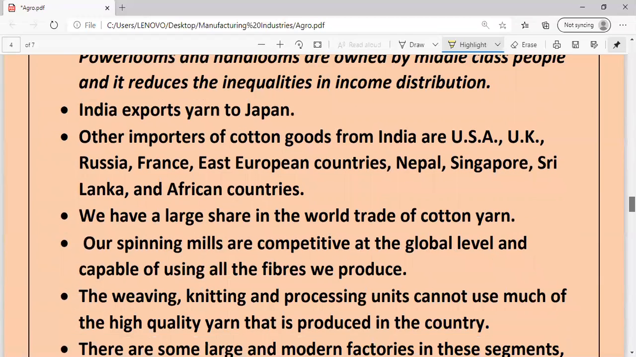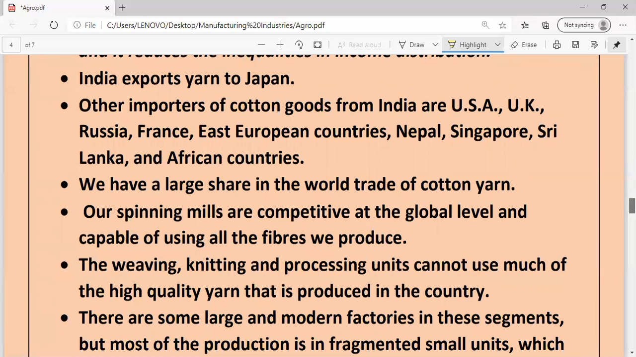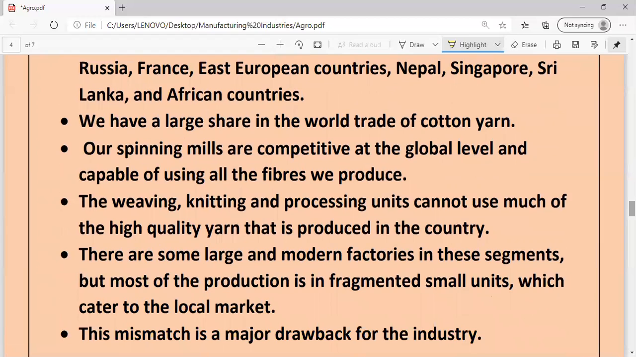Now, other facts: India exports high quality yarn and thread to Japan and other importers of cotton goods from India, such as the USA, UK, Russia, France, East European countries, Nepal, Singapore, Sri Lanka, and African countries. We have a large share in the world trade of cotton yarn. Our spinning mills are competitive at the global level and capable of using all the fibers we produce. So mind well our yarn. Our spinning mills are producing fine quality yarn, fine quality thread. Because of that, it is used worldwide.